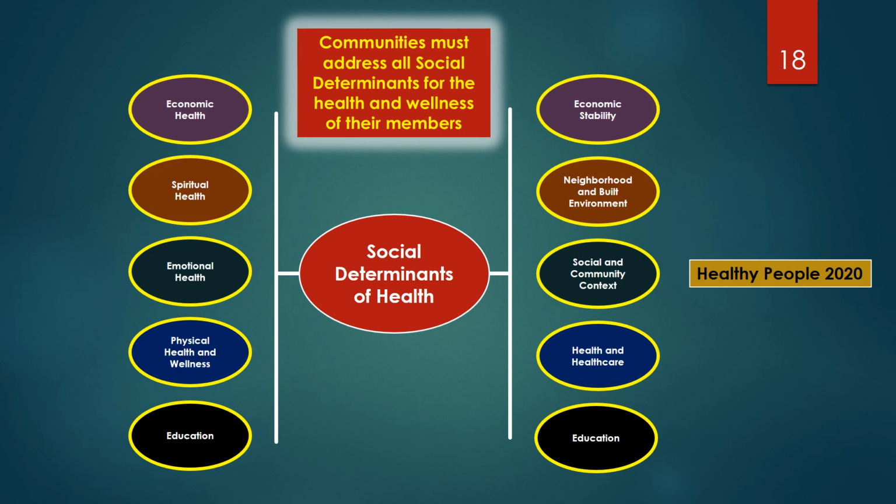No matter the terms used to describe the social determinants, the main point is that there are multiple factors or determinants that influence the health and wellness of people, and all determinants of health must be considered and addressed by communities to improve the wellness and health of their members.